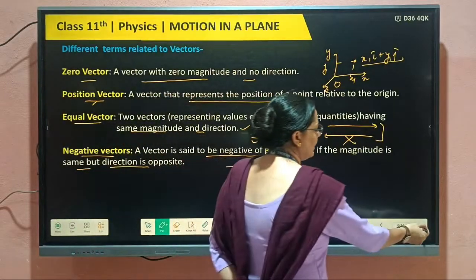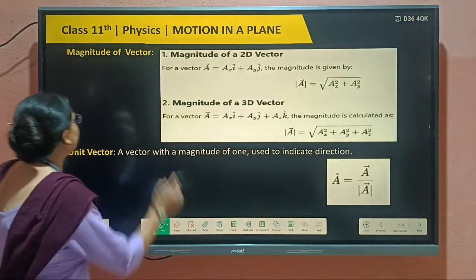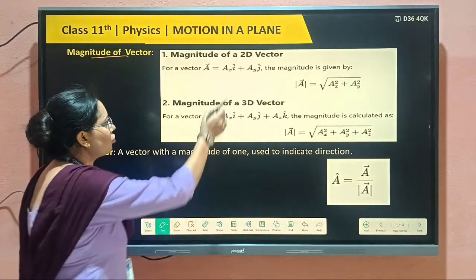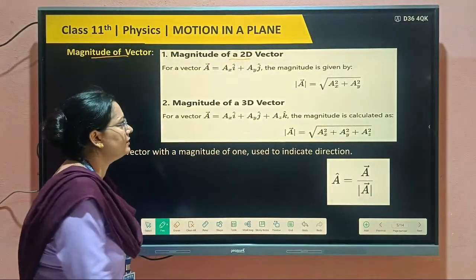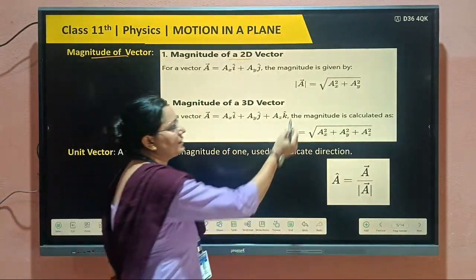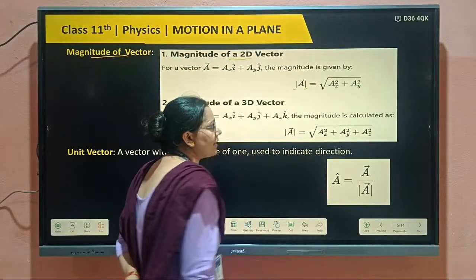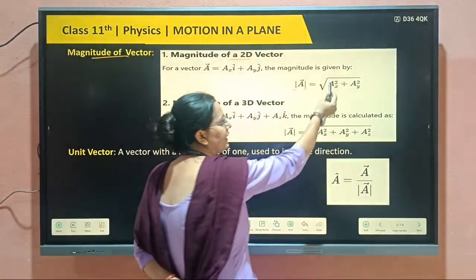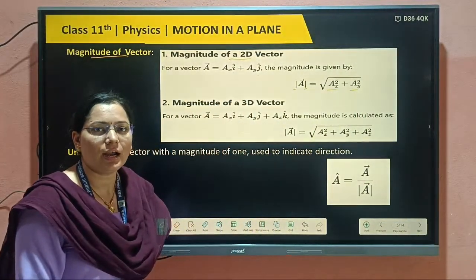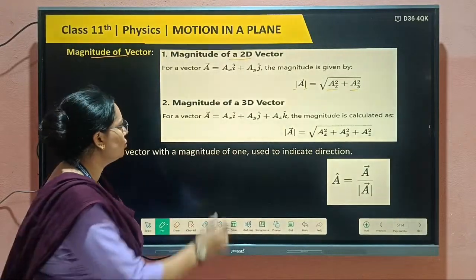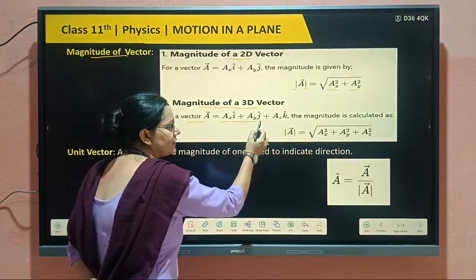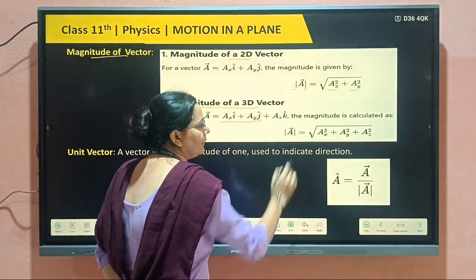Next term, beta: how we can find the magnitude of any vector. Any vector will be given. If we are talking about a vector in two dimensions, acting along the x-axis and y-axis, then the magnitude is found like this. This is the symbol of the magnitude of any vector. Then we take the under root of ax square plus ay square. This indicates the magnitude of a 2D vector. This one is the magnitude of the 3D vector. If we write vector a like this, then the magnitude of this vector will be like this.